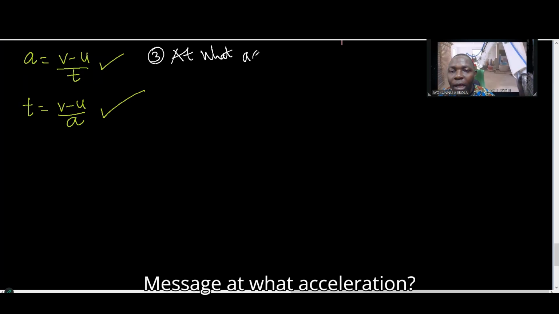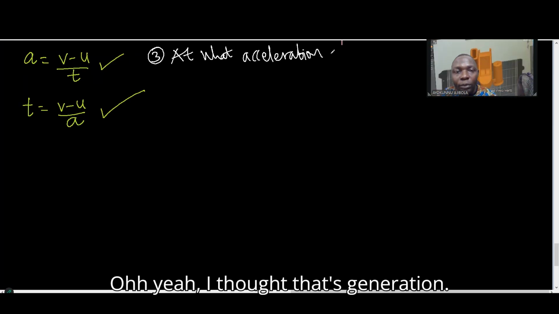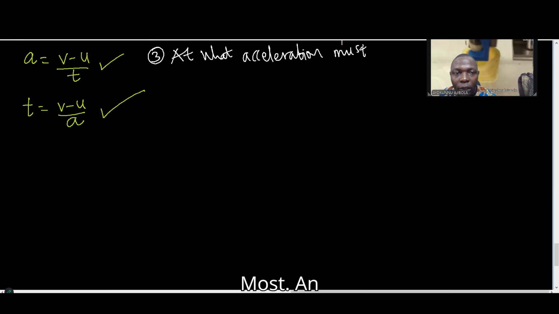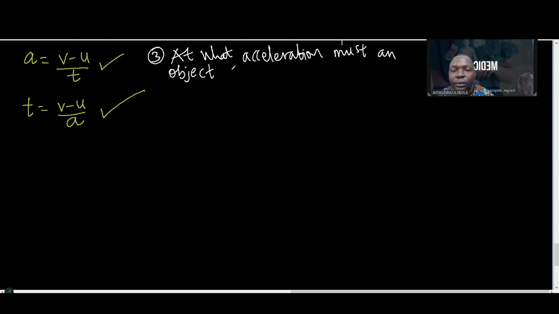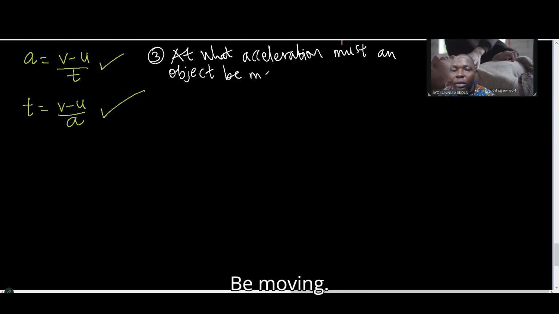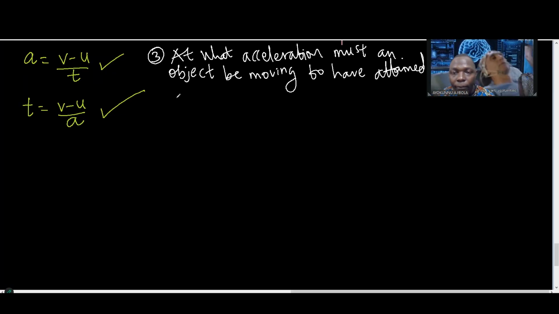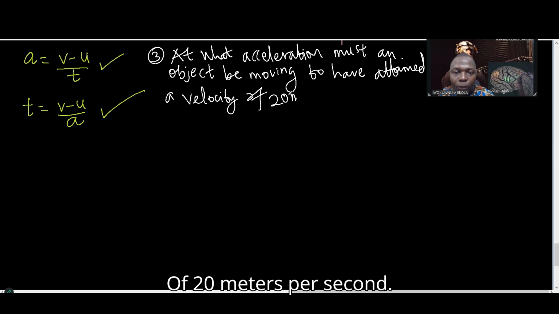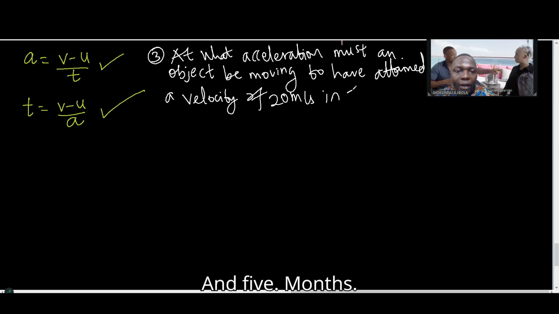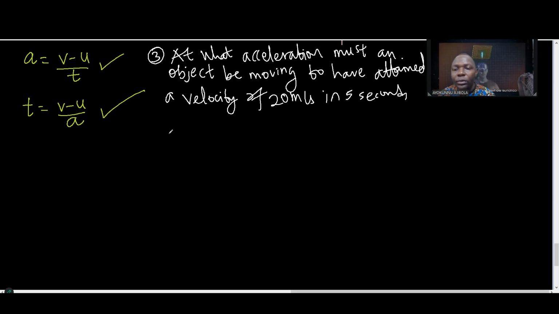At what acceleration must an object, or like a car, be moving to have attained a velocity of 20 meters per second in 5 seconds? From rest.